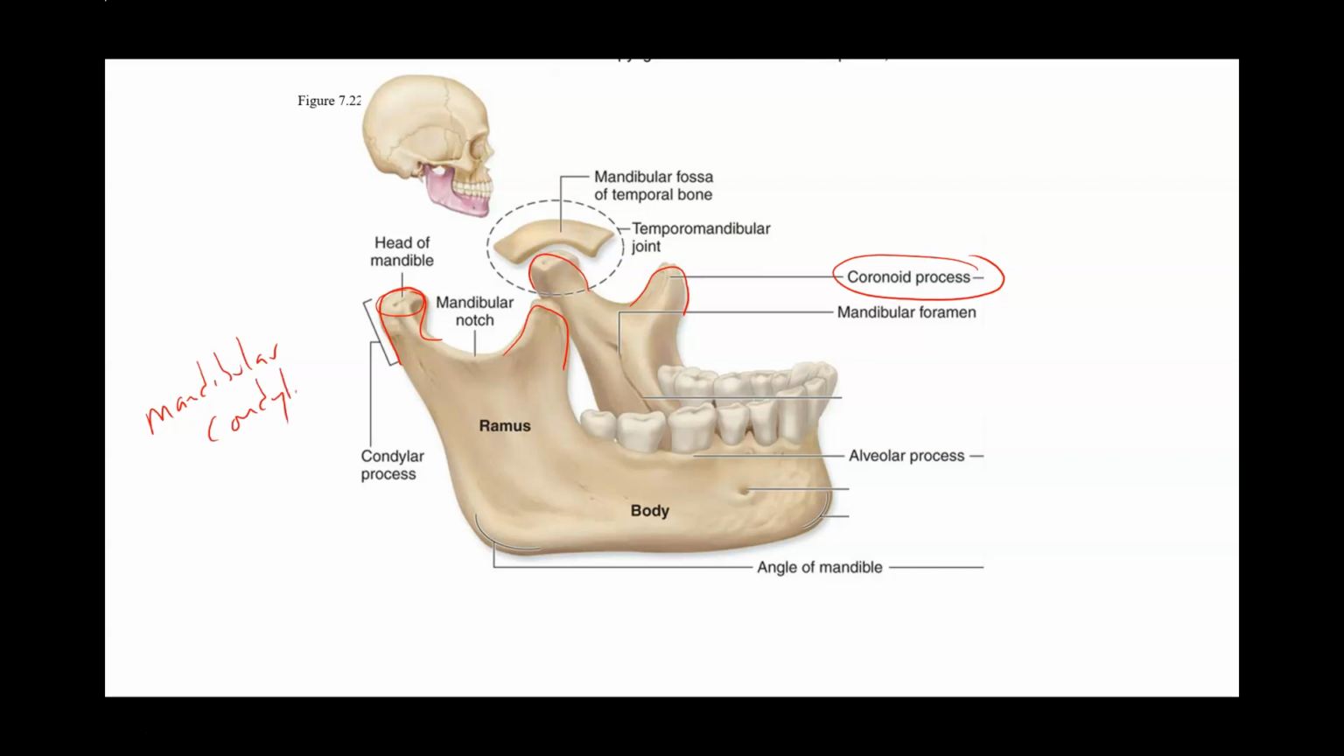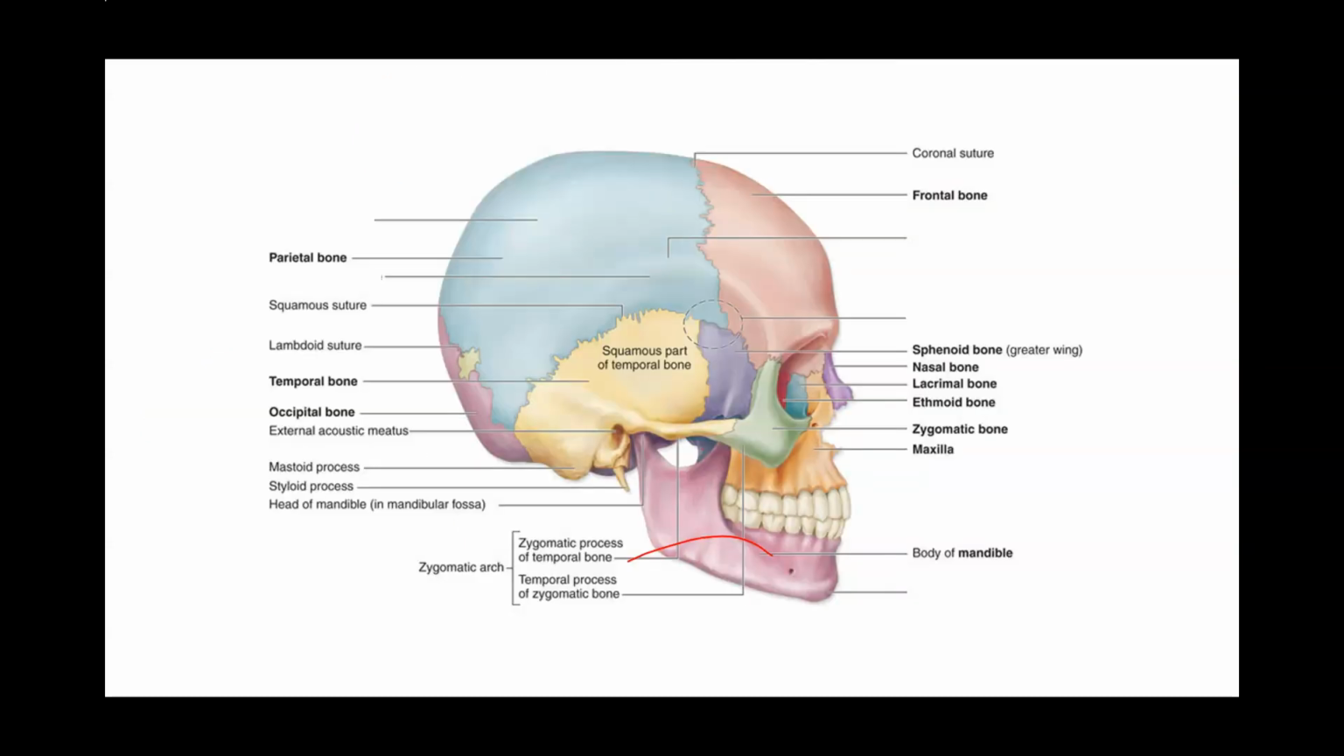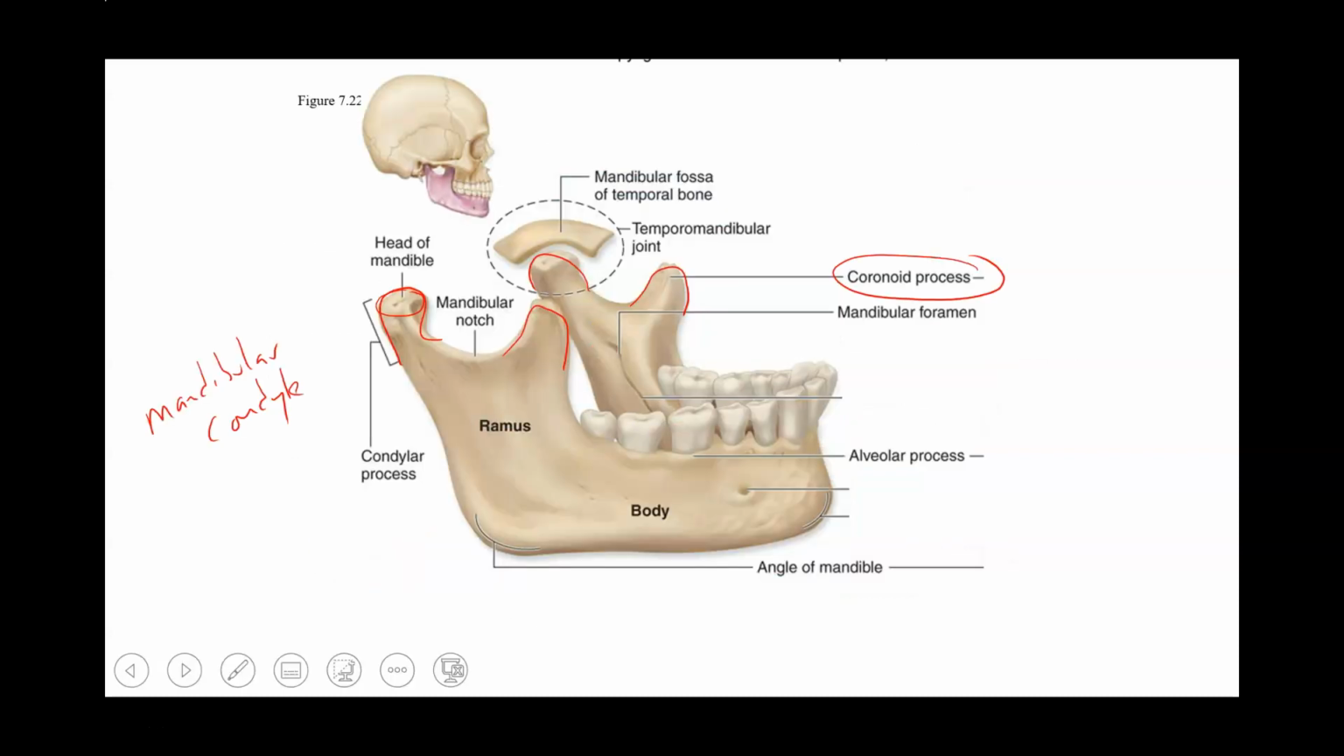And the mandibular condyle articulates, or in other words, forms a joint with the temporal bone, right? And you can see it right here. It says head of mandible in mandibular fossa. That mandibular fossa is part of the temporal bone. Okay.